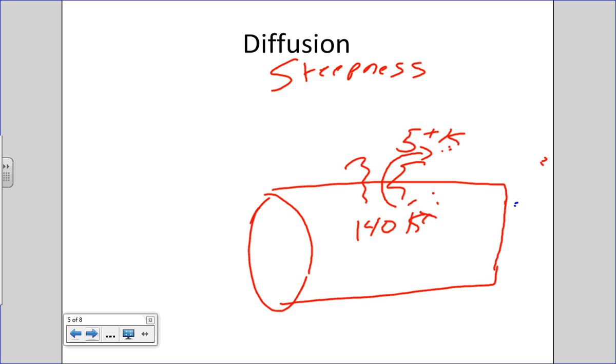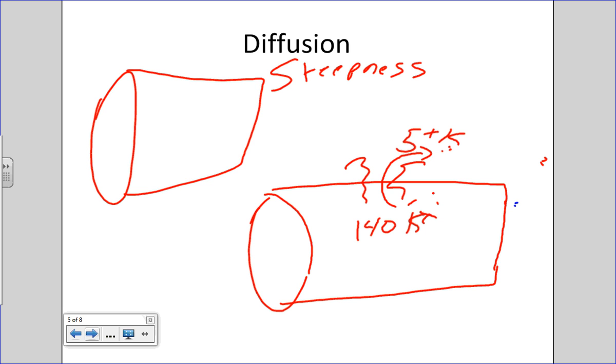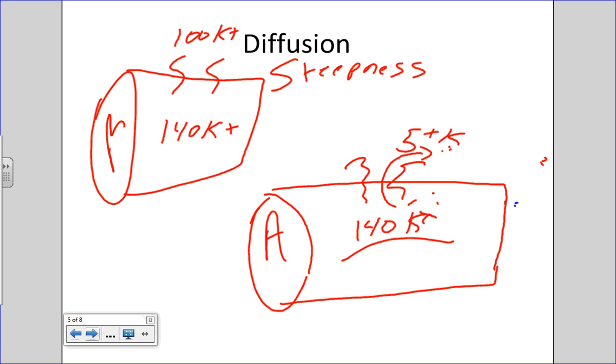And the steeper the concentration gradient, the more movement will take place. So let's draw another axon here, and we'll say there's 140 potassium ions in here and 100 potassium ions here. Which one has the steeper concentration gradient, meaning which one has a greater difference in the concentration of potassium across the membrane? The numbers obviously speak for themselves. We'll call this axon A, we'll call this B. Obviously A is going to have a greater steepness in its concentration gradient.